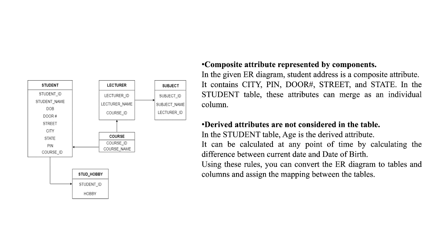Next, derived attributes are not considered in the table. In the student table, age is a derived attribute, since we can derive the age from the date of birth. It can be calculated at any point of time by calculating the difference between the current date and the date of birth.